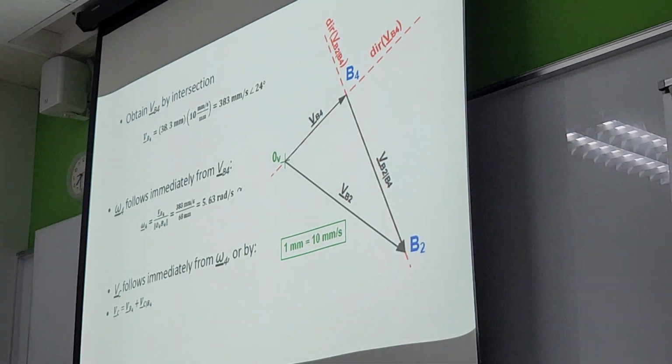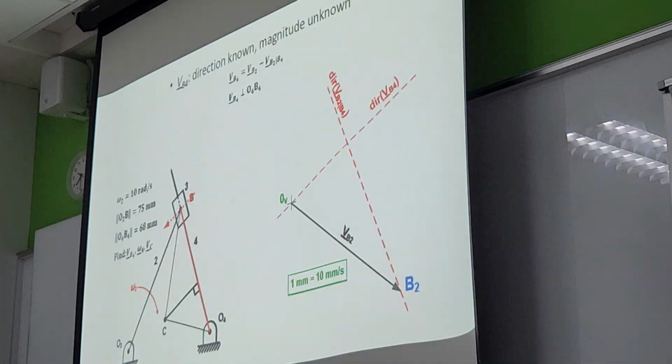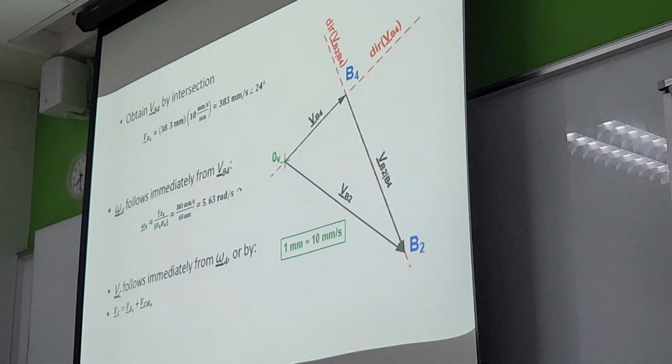Next we can link C and B4, point C and B4, because you can see this is the point C here. So now you can link point C and B4. You can write velocity C is velocity B on link 4 plus the relative velocity.